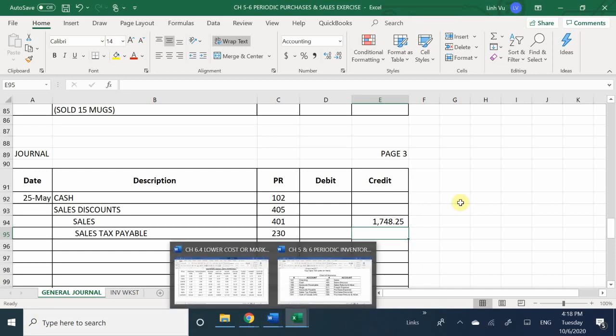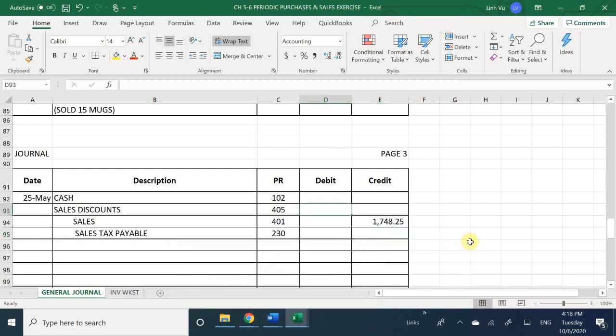Now, how much is the discount for? 30%. Good. So how much are you actually going to be decreasing the sales amount by? By $524.48, because we're going to round up. Good.